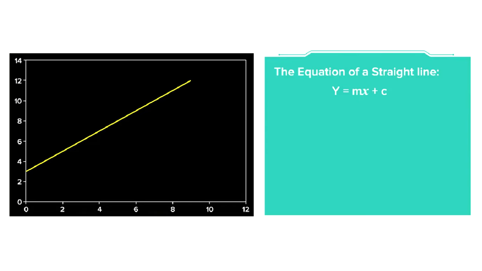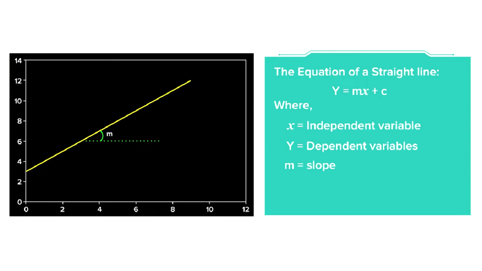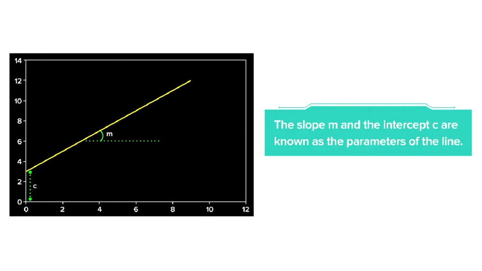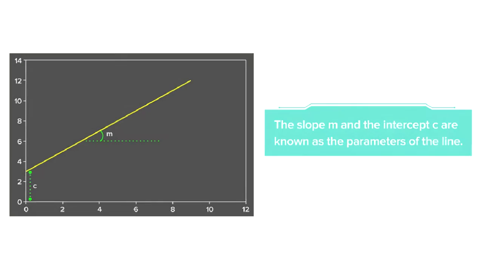It is represented as y equal to mx plus c, where x and y are the independent and dependent variables respectively. And m represents the slope of the line, and c represents the intercept, or the point at which the line cuts the y-axis. The slope m and the intercept c are known as the parameters of the line.